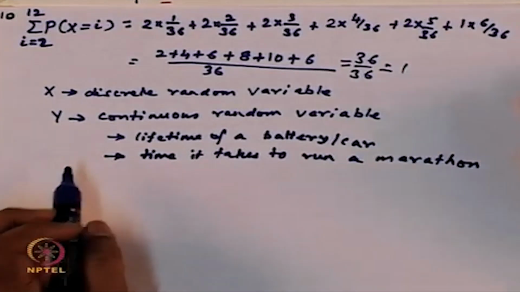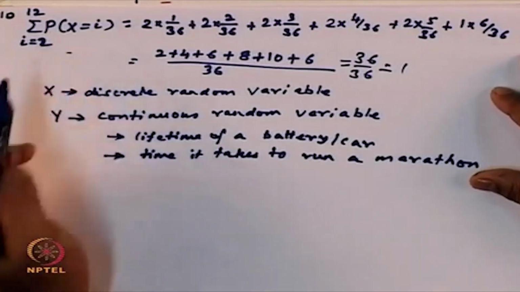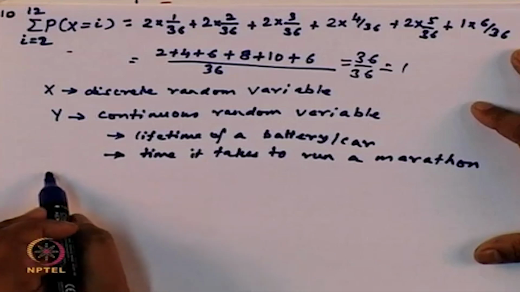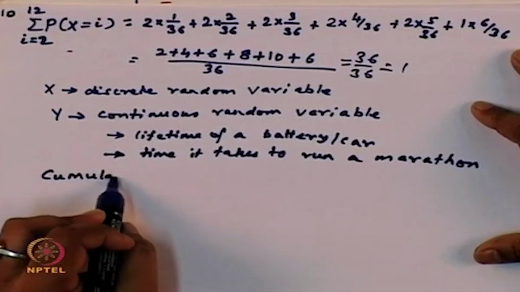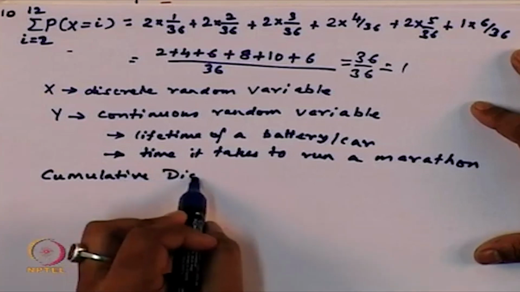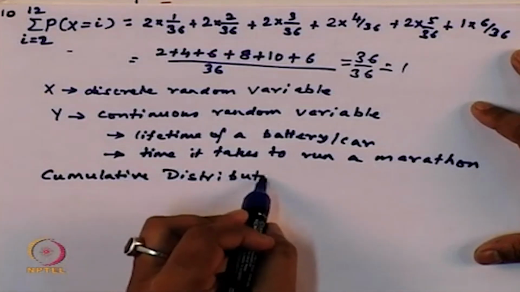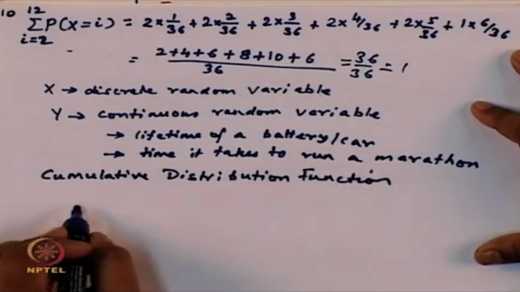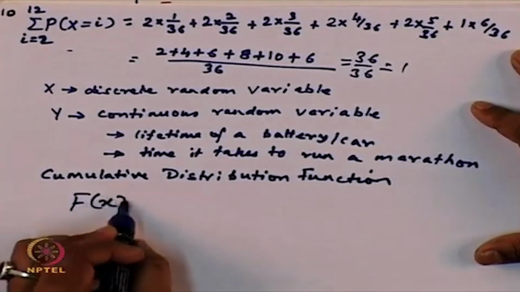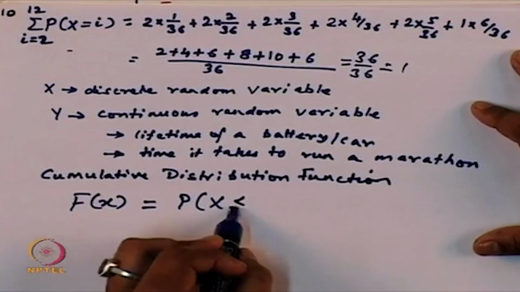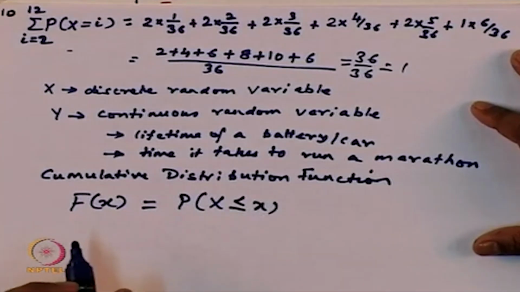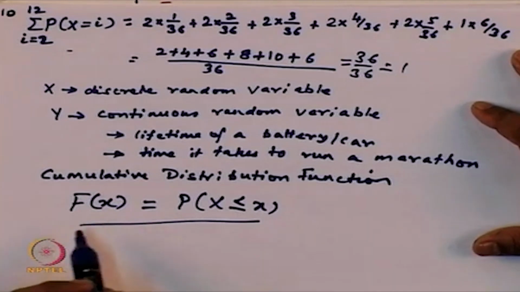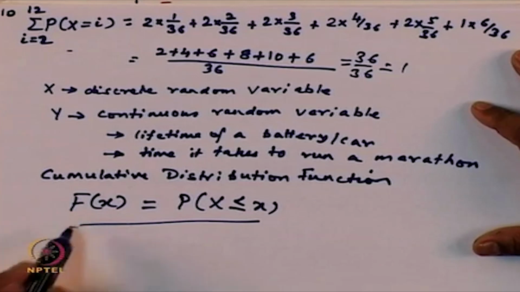Okay. So, based on the probability, I can define what is called a cumulative distribution function, and it is typically written as F of x, defined as the probability of X less than or equal to x. Okay. So, using this particular definition, this applies for both discrete and continuous random variables.